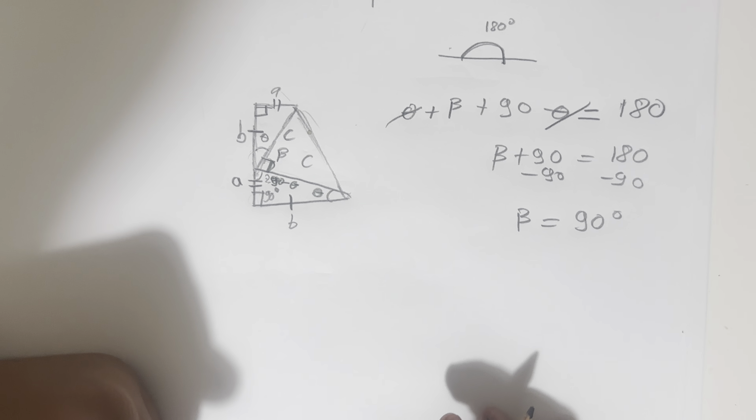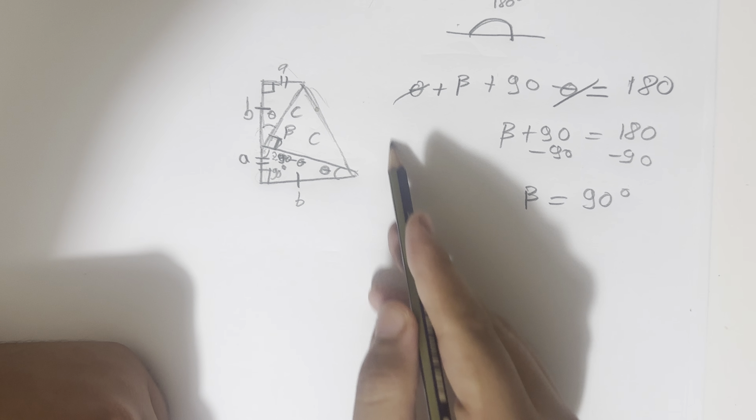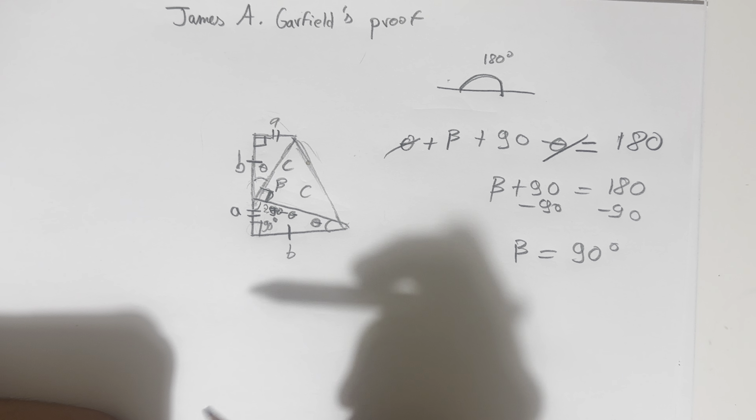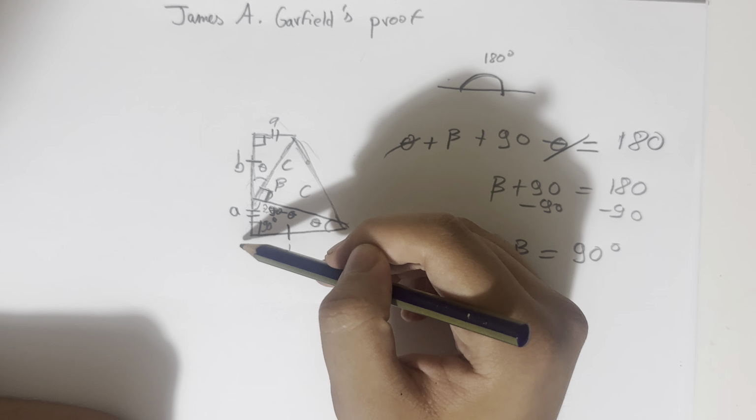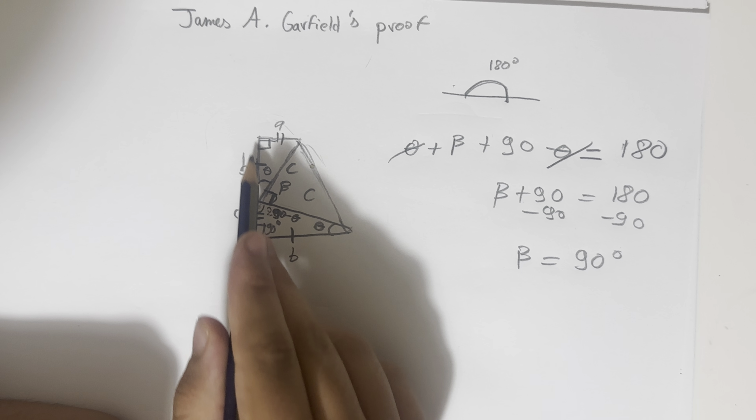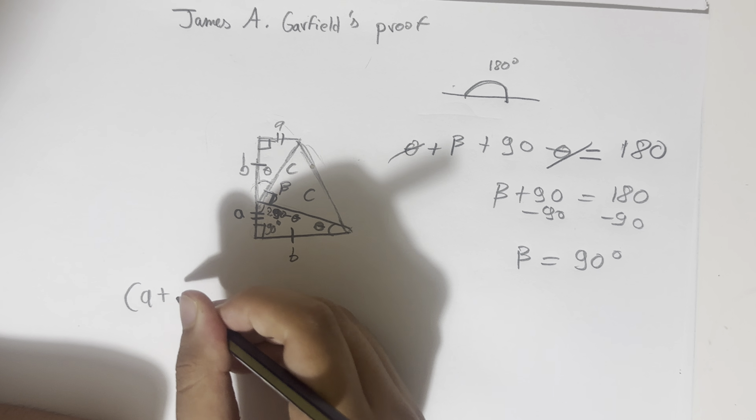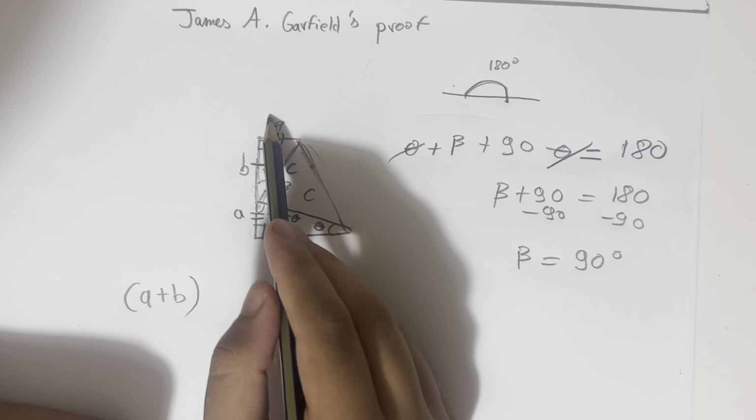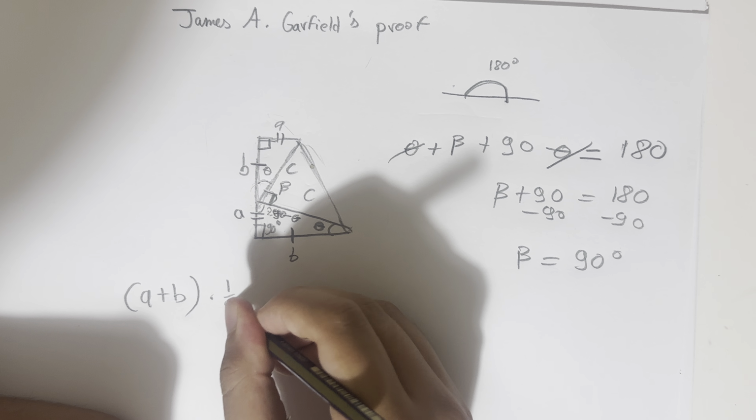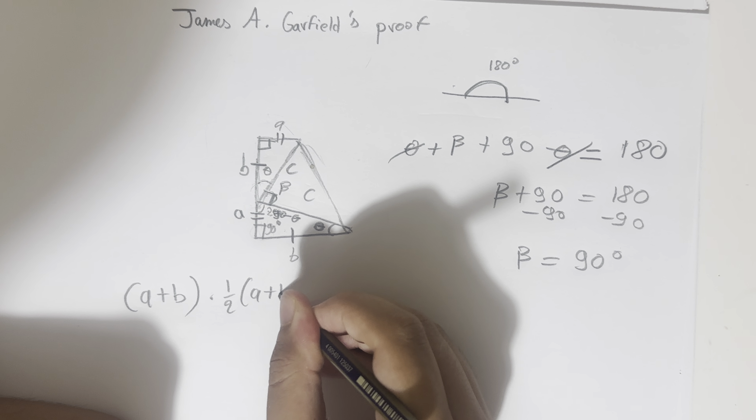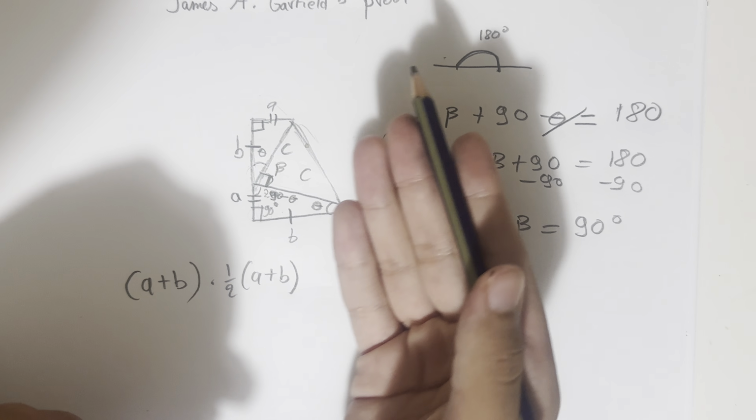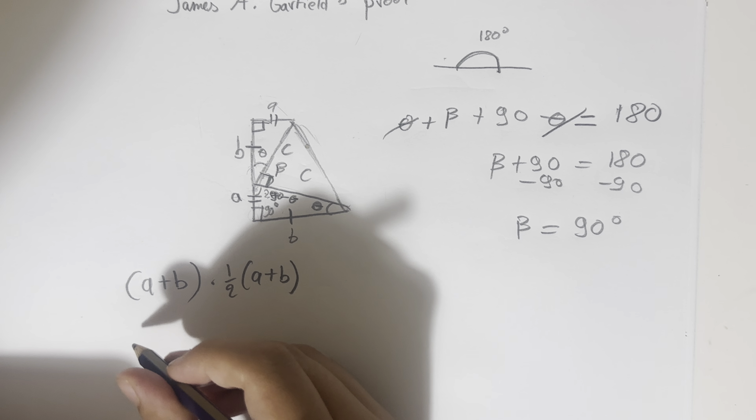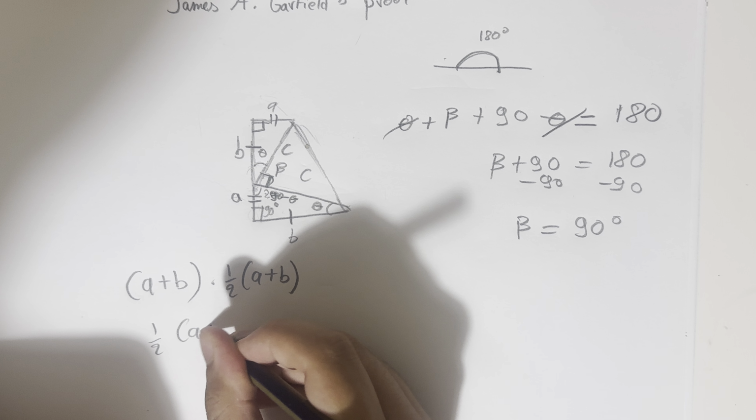All right. So now what we're going to do is find the area of this entire trapezoid by using the formula for the area of a trapezoid. So first we're going to take the height of the trapezoid, which in this case is A plus B, as we can see here. And we're going to multiply that by the average of the bases. So the average is going to be 1/2 times A plus B, because it's taking the mean of the two lengths, A plus B. And so we can rewrite this, since we have two A plus B's, as 1/2 times A plus B squared.